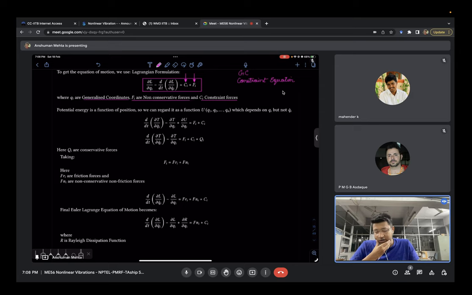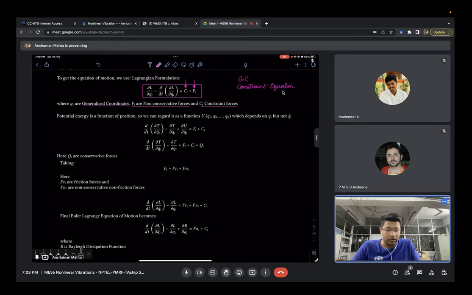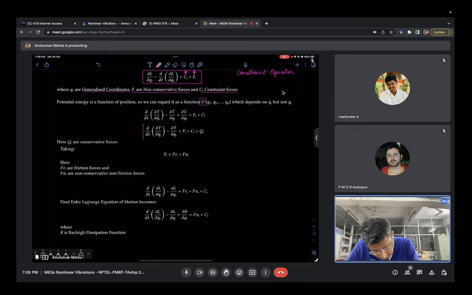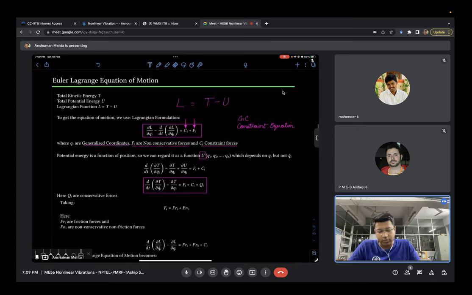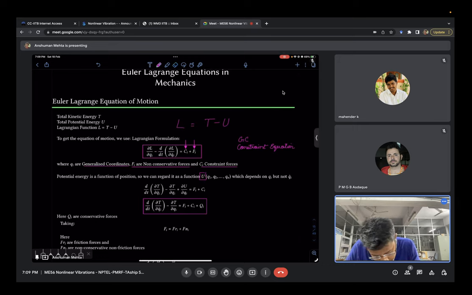Now, conservative forces and non-conservative forces can be summed up as a function U. So this can also be the equation of motion, because the kinetic energy and the potential energy I have taken separately. Or the friction forces can also be written in terms of the Rayleigh dissipation function. So these are all forms of the same equation, which is called the modified Euler-Lagrange equation of motion.